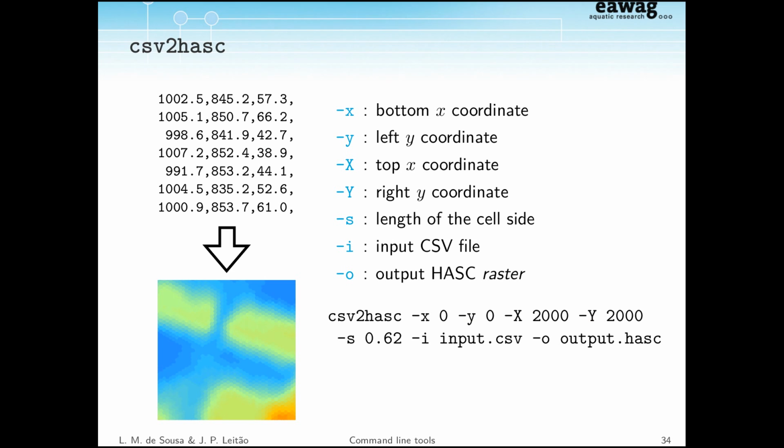The CSV to HexASCII tool, as the name implies, transforms a CSV file including this triplet of x, y, value into a hexagonal raster. It takes as input an extent on which the interpolation is to take place, then a cell size for the resulting raster, and then input and output files. And here is a simple example of how to call this from the command line.